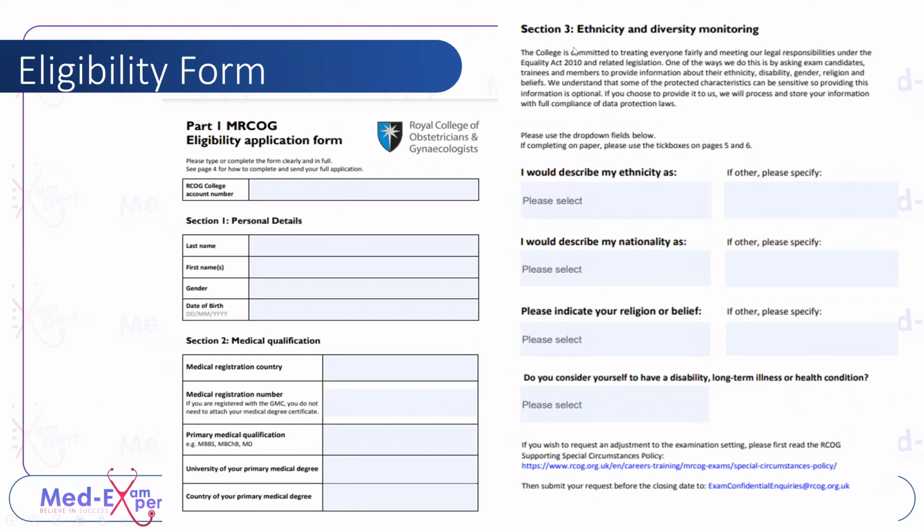Once you download the eligibility application form, you will have something like this. Write your last name, first name, gender, date of birth, medical qualification, and your registration country, followed by your registration number. Every one of us will have a medical registration number, whether you are Indian or from Pakistan. You have to put that medical registration number and write your primary medical qualification, whether you are MBBS, or have done MS in OB/GYN or DNB, or have qualified and finished your OB/GYN.